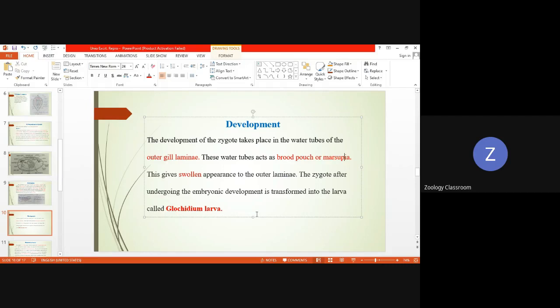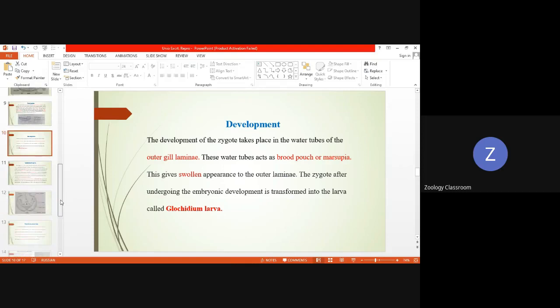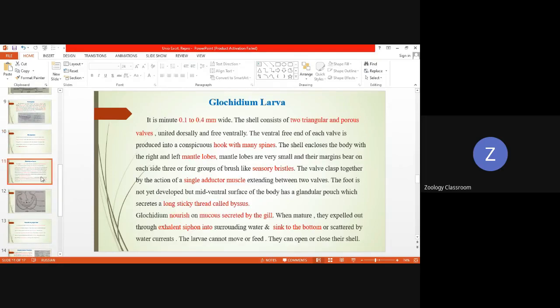It is a multiple choice question: the larval form of bivalve is called dash. That larva is called Glochidium larva. Now how does this larva appear? See, the Glochidium larva is minute, about 0.1 to 0.4 mm in width.